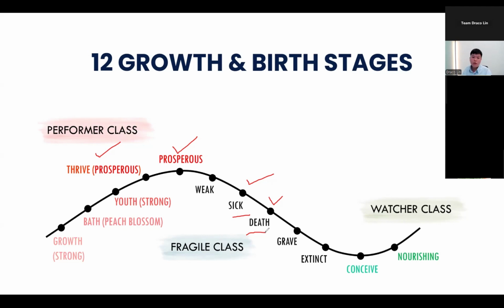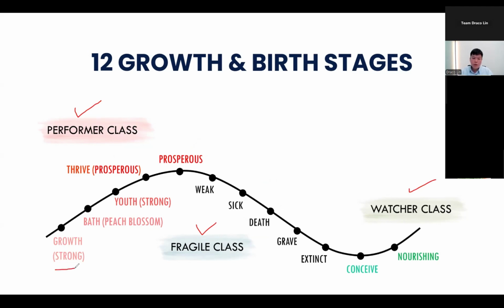Let me have another minute on this part before we go into the case study. I really want you to have this kind of feeling that you are right at this current moment. The very first thing you need to do is understand which class you are, because all stamps represent people. Are you in the performer class? Are you in the fragile class? Or in the watcher class? You don't have to take it as a class. You can take it as: where are you right now?